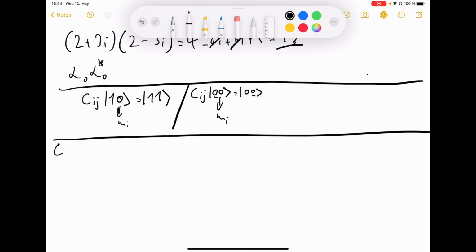So the controlled NOT operator is given by looking at the original state. If it's 0, then we do identity on the second one, plus if the initial state is 1, we do a NOT operation on the second one.